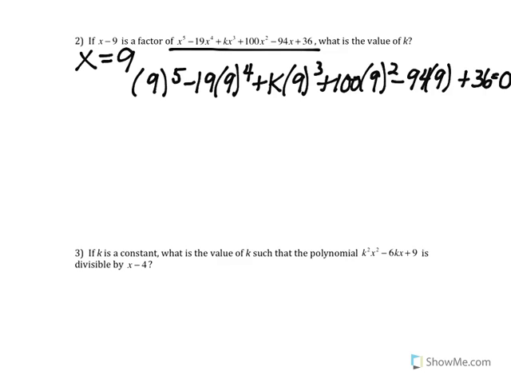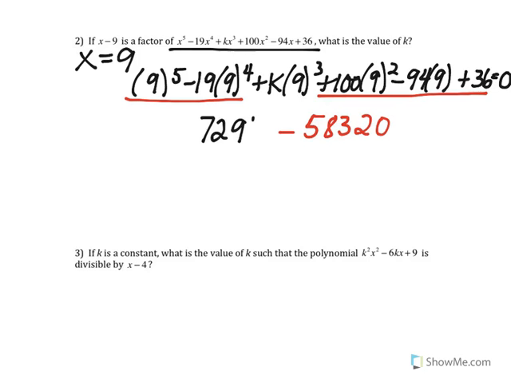Alright, so anyway, we're going to then calculate everything underlined in red. It's pretty much everything except for the term with k. So 9 to the 5th minus 19 times 9 to the 4th plus 100 times 9 squared minus 94 times 9 plus 36. I would recommend doing it once and then maybe redoing it just to be on the safe side. That's going to give us a negative 583,20, and if you do 9 to the third, you'll get 729, so that gives us 729k.